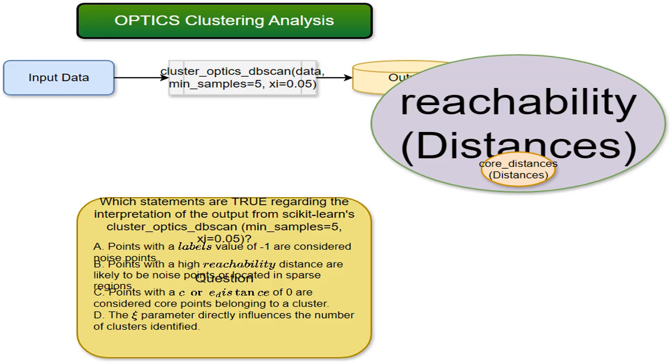Hey Vamsi, let's dive into the heart of this quiz problem. Line 11 presents the core question. It asks us to identify which statements are true about the output of the cluster_optics_dbscan function in scikit-learn, focusing on noise point identification and interpreting reachability and core distances. We're looking at how the algorithm handles noise in the dataset.